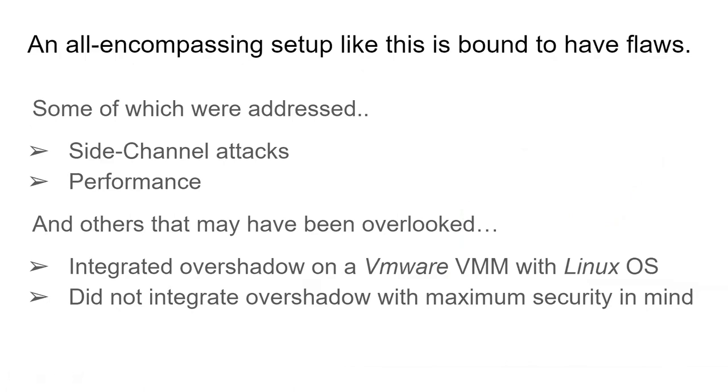So overall, an all-encompassing setup is bound to have flaws. So a malicious kernel can still observe an application's memory patterns and measure the time that application code sections take to complete. And this is where side channel attacks come into play. So Overshadow does not protect against these side channel attacks. And these attacks use repeated observation and statistics to overcome the noise in the system, which leads to exploitation of secret-dependent memory.